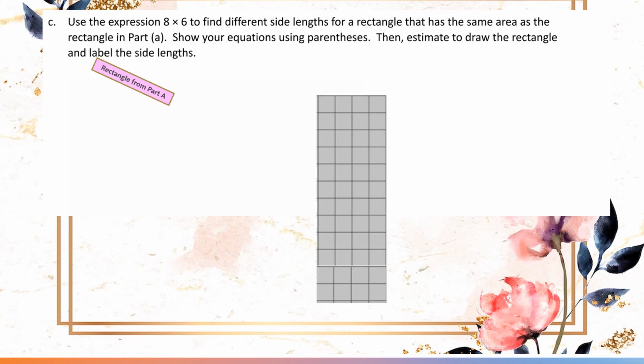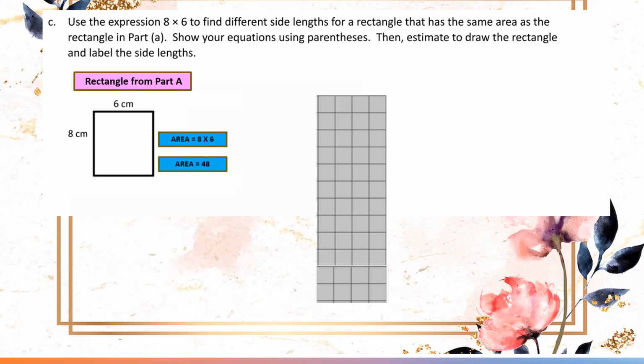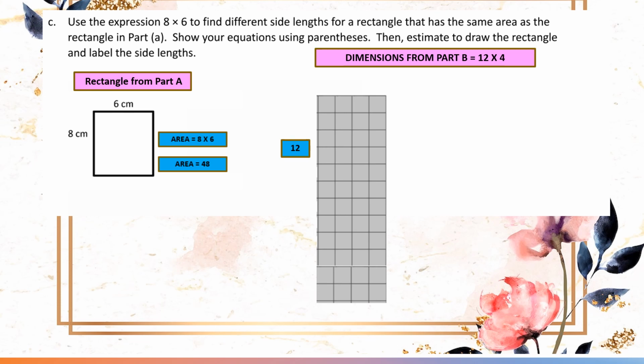Okay, so the rectangle from part A looked like this. So we had an 8 by 6 rectangle, and the area was 48. So we're going to need different side lengths to show the same area. So I decided to have the dimensions from part B, which was 12 times 4, right? 12, the length is 12 because it's 12 units long, by 4. 4 because it's 4 units wide.